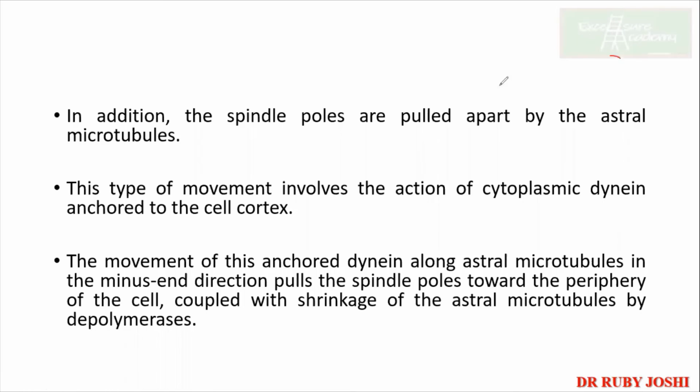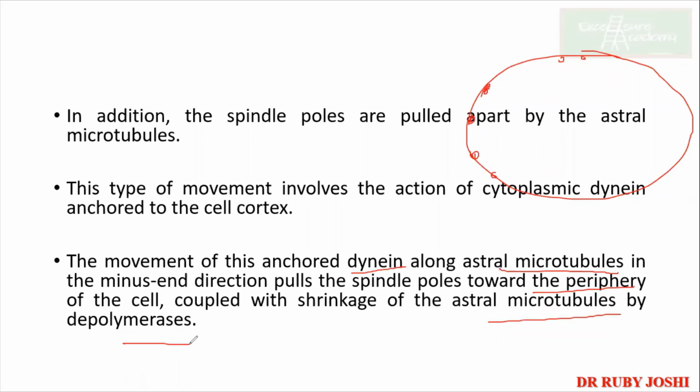So at the end, ये आपका cell cortex हुआ, correct? So यहाँ पे आपके dynein molecules present है, which is helping in this type of movement. So the movement of this anchor dynein along the astral microtubules in the minus end direction pulls the spindle poles towards the periphery of the cell, coupled with shrinkage of the astral microtubules by the depolymerases. So क्या हो रहा है? जो let us say here it is present. Wait, let me make a good diagram.